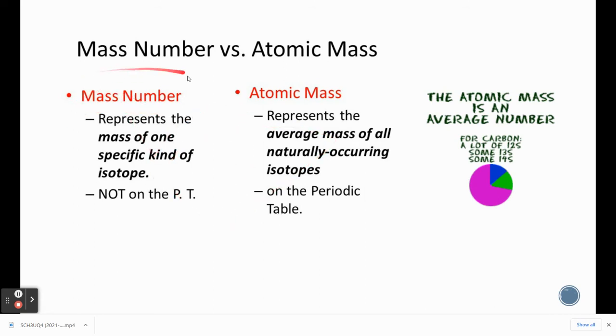So again, the mass number is not on the periodic table. That's just when we round it for a specific isotope. The atomic mass, or the average atomic mass, is on the periodic table, and it represents the weighted average of all the naturally occurring isotopes, the ones in nature. It's a weighted average.